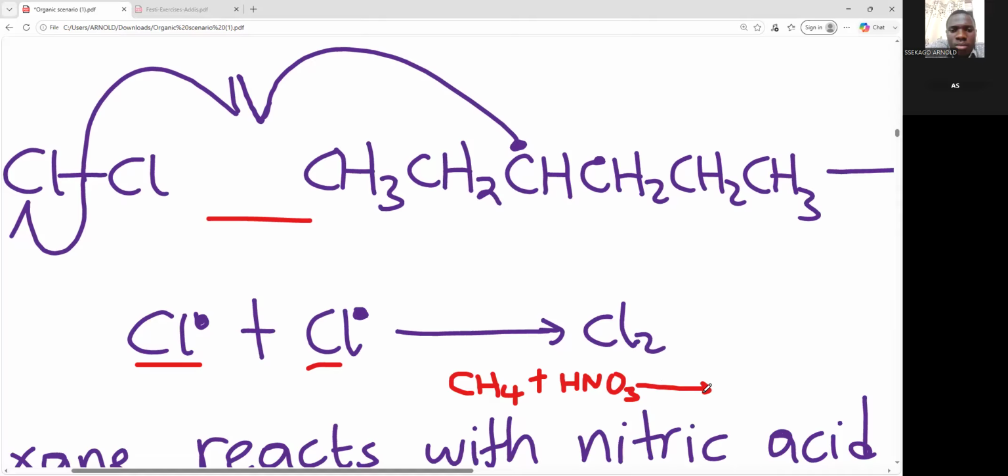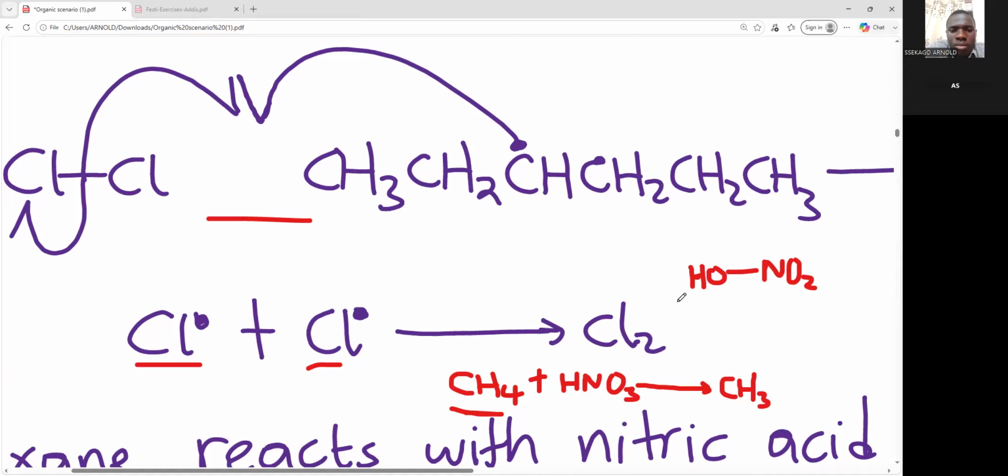So if you remember very well, from bonding we are able to explain that nitric acid has this formulation. Nitric acid, we can write it in that form. So you see, if I write it in this form, the alkane, methane in this case, loses a hydrogen. So if methane loses hydrogen, then I'm left with CH3.